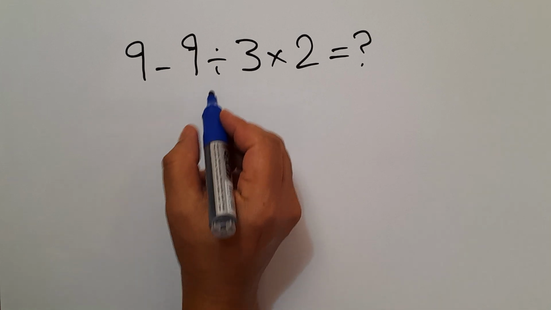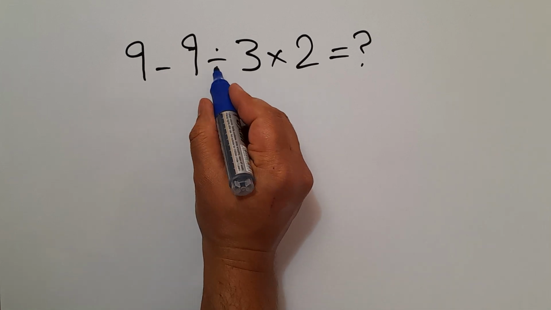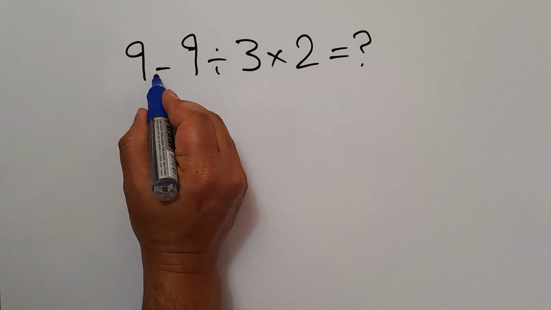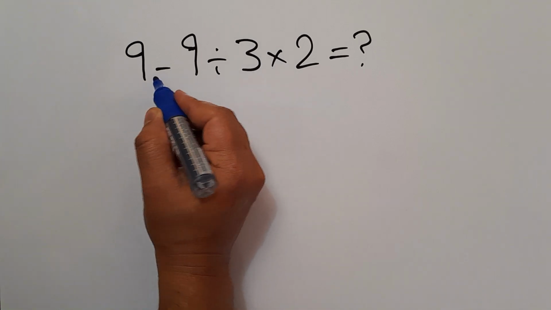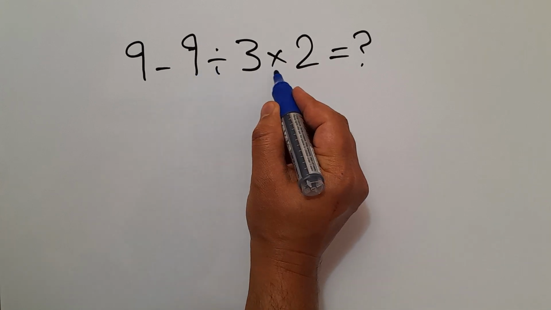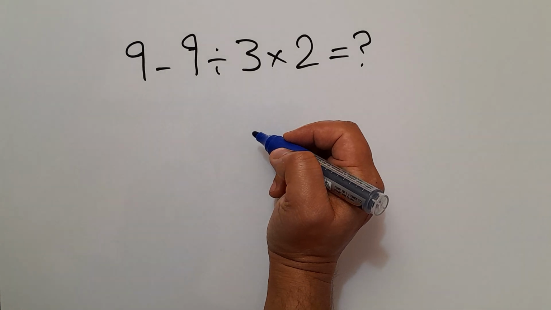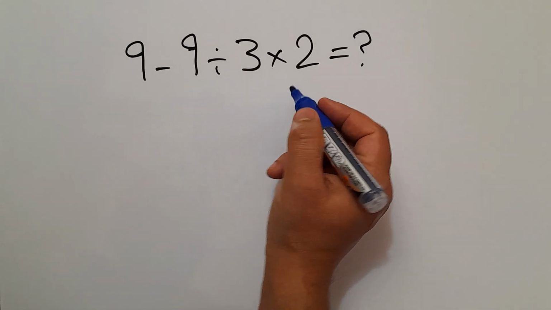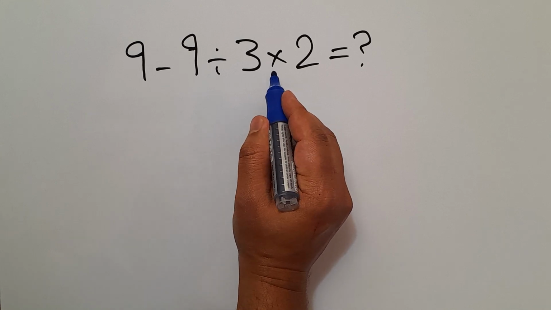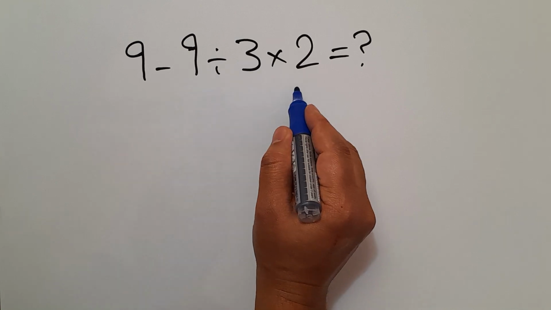Because according to the order of operations, division and multiplication have higher priority than subtraction. So we have to handle this division and this multiplication first. Also, we know that division and multiplication have equal priority and we have to work from left to right.